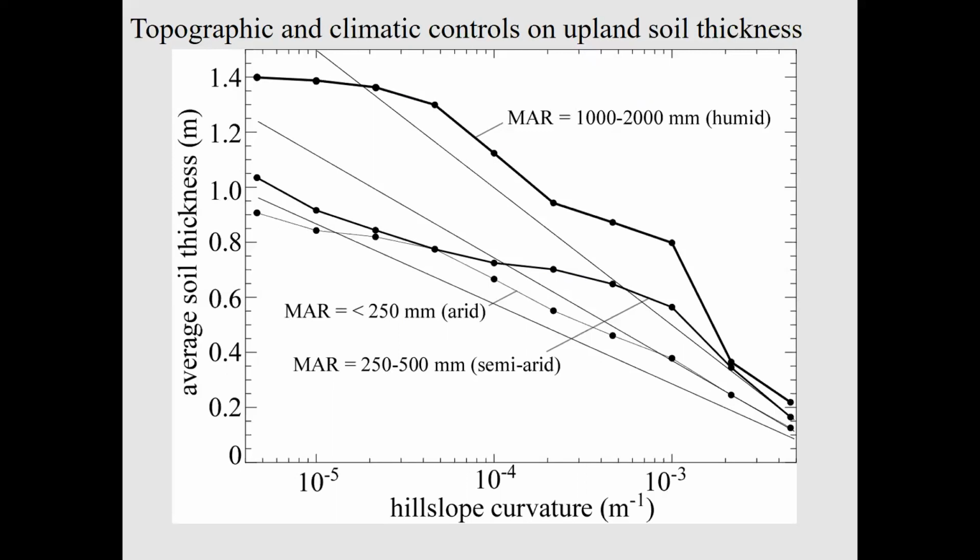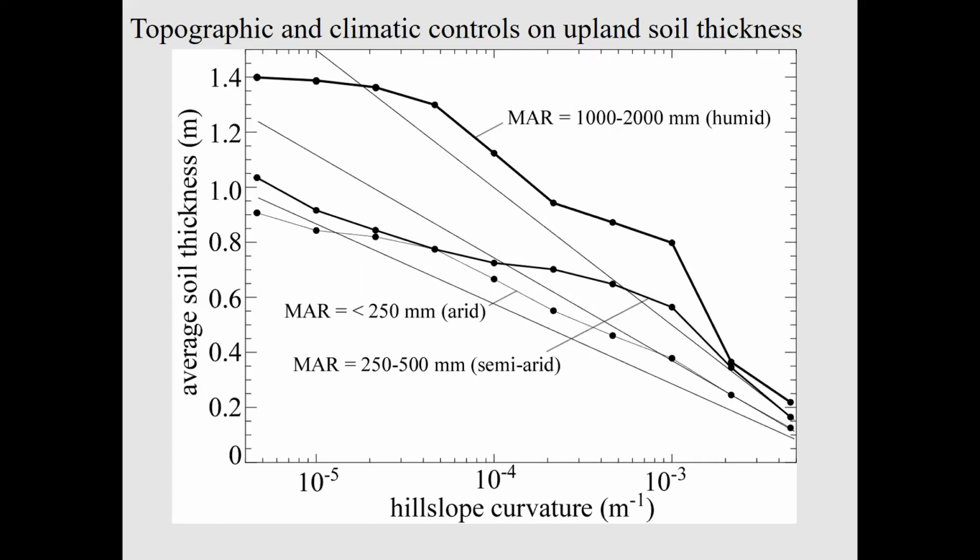So from the upper left to the lower right, there's an increase in hill slope relief or curvature. Those two things go hand in hand, and that leads to a decrease in the average soil thickness down to something close to zero, which is high relief terrain. Climate also plays a role.